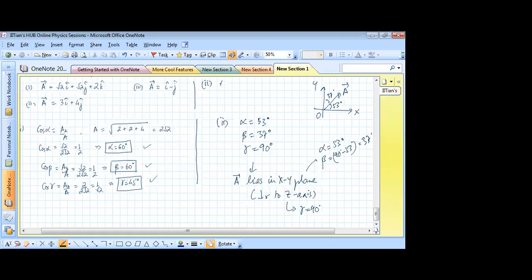you can see what is magnitude of A. It is 5. And what is AX? It is 3. What is AY? It is 4. And what is AZ? It is 0. Okay. So cos alpha is 3 by 5. Cos beta is 4 by 5. And cos gamma is 0. So that's how we are getting 90, 37 and 53.